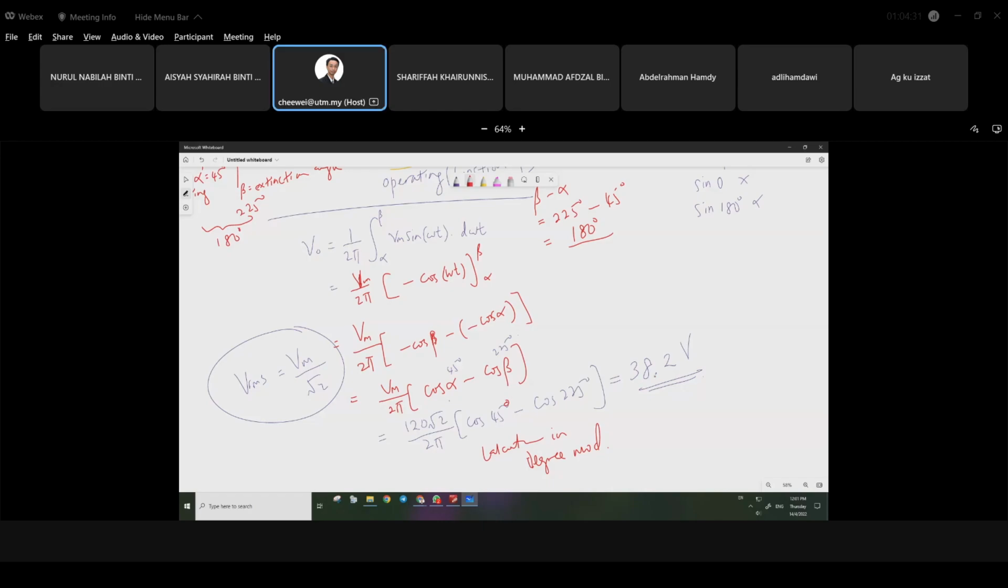So this one is 38.2 volt, quite straightforward, but make sure you know how to derive this. If the question doesn't say that you need to derive, then you can use the equation directly, if you remember. But if you are asked to derive the equation, you have to start from line 1, 2, 3, and 4. Line 1 to 4 must be there to get the full mark.